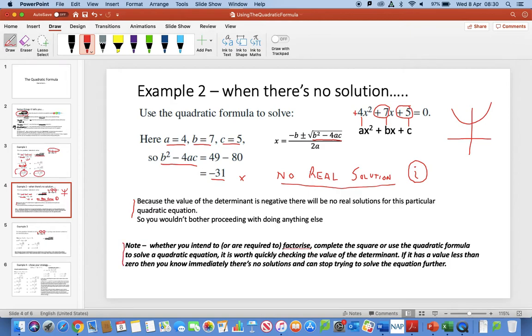So as I said in my previous video, now that you understand the determinant, regardless of what quadratic equation you're looking at and what strategy you're trying to use to factorize it and solve it, it's always worth just quickly checking what the determinant is, because if it's a negative value, all your efforts are going to be for nothing to try and solve it, and it will save you a bit of time.